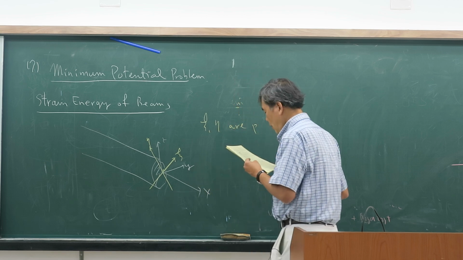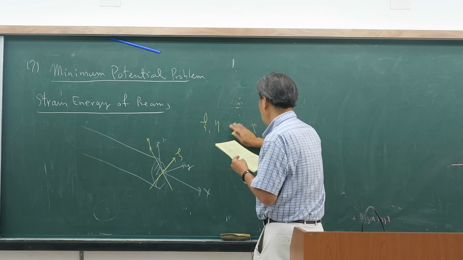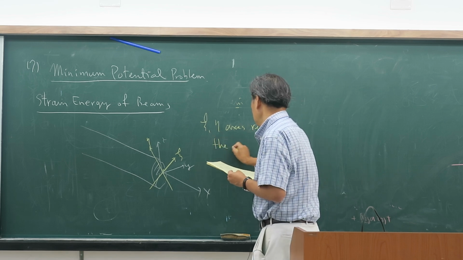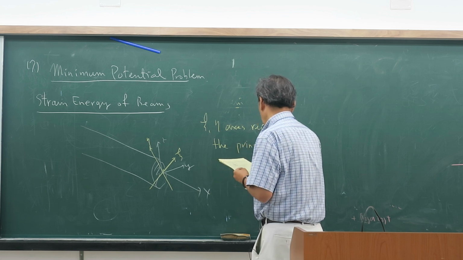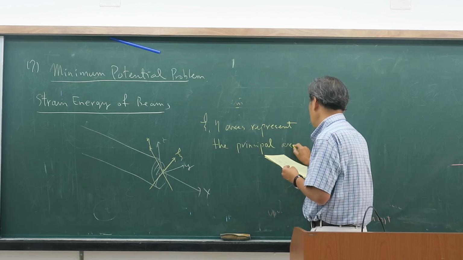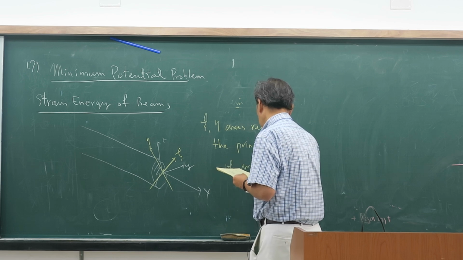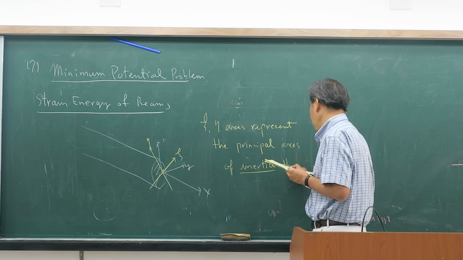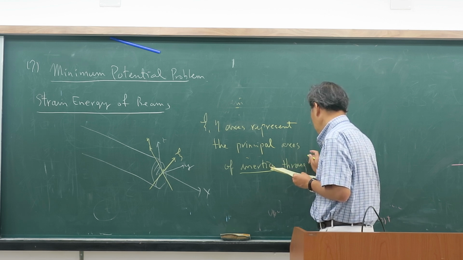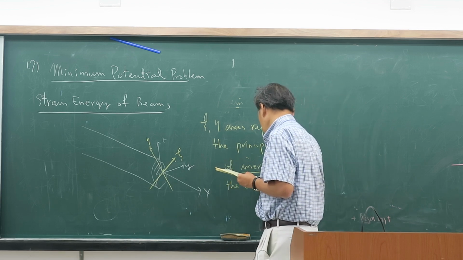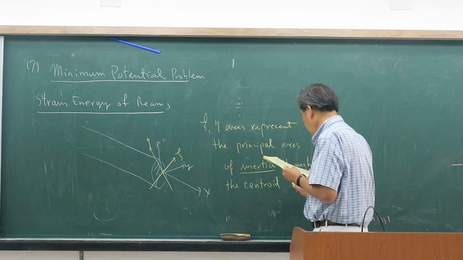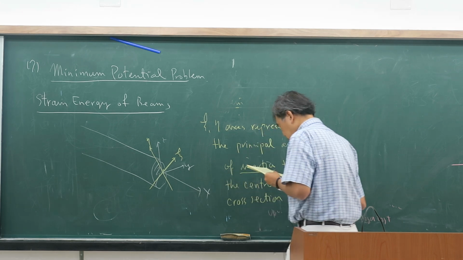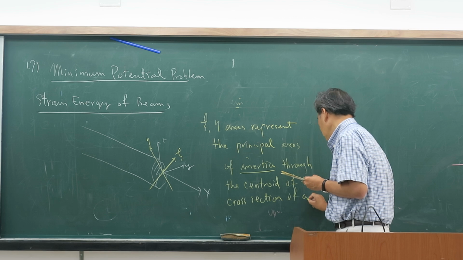are principal axes of inertia through the centroid of the cross-section of an abstract beam.